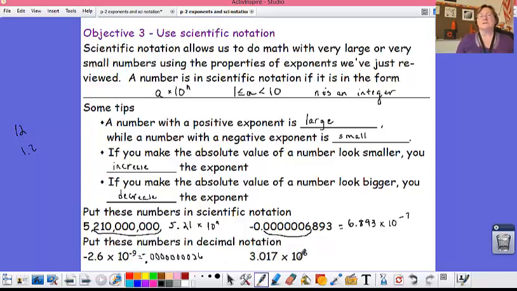This one, 3.017 times 10 to the 6th, we've got to move the decimal point 6 places in that direction. So we're going 3, and here's 1, 2, 3, 4, 5, 6. There's that number in decimal form.